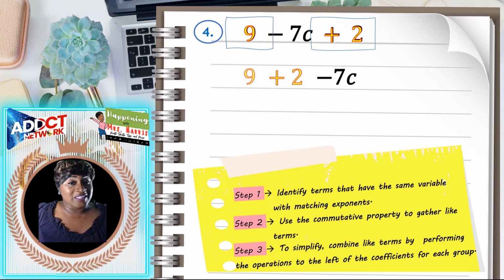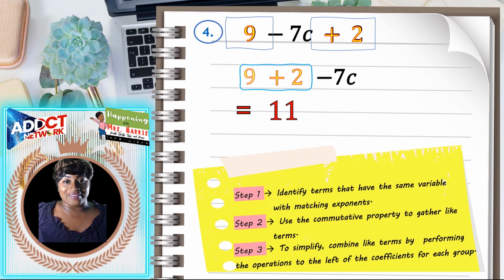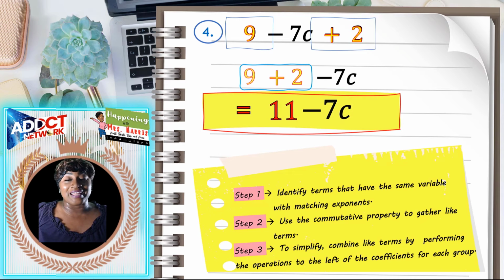Now we will simplify. We will combine the like terms by performing the operation to the left of the coefficients for each group. Here we just have one group. 9 plus 2, we'll add those constants to get 11. And the minus 7c, since it doesn't have a match, we'll just bring it down. Our final solution will be 11 minus 7c.